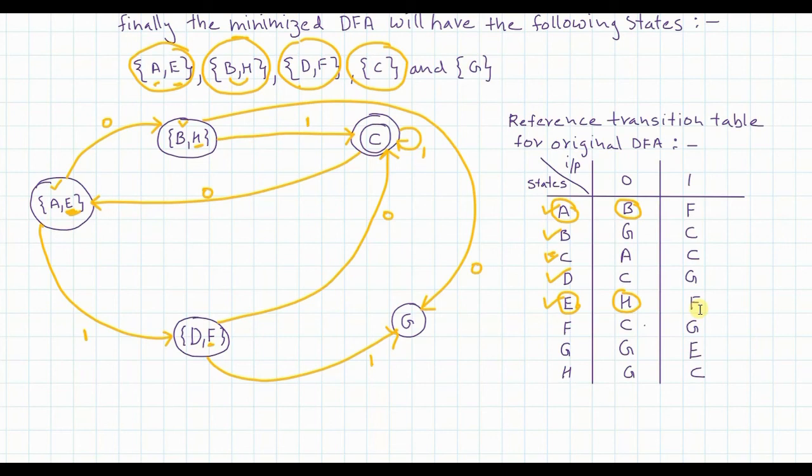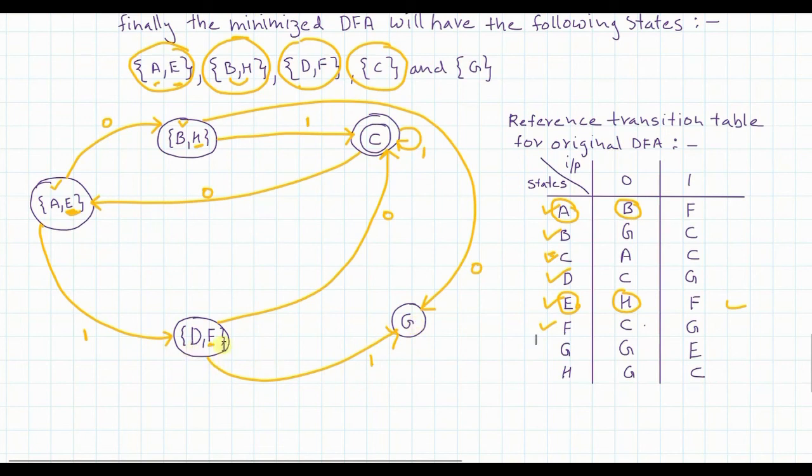Next, this is done. Now F on 0 goes to C. Right? So F is here, so DF on 0 also goes to C. This is already there, so I don't have to draw it again. Now F on 1 goes to G. So you observe D on 1 also goes to G, and F on 1 also goes to G. They have the same transition, that's why D and F are equivalent. That's the meaning of it.